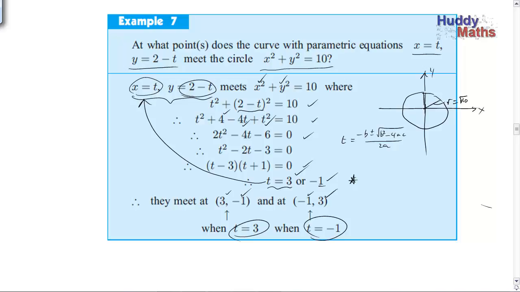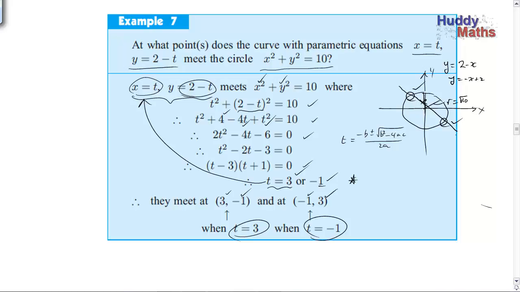And what about x equals t, y equals 2 take t? What is that? That's y equals 2 take x, or y equals negative x plus 2. So now root 10 is about 3, so 2 is there somewhere, and negative x runs through here. So we're talking about these 2 points, (3, -1) and (-1, 3). Oh, this is about right. It's a little bit cockeyed. So that's these 2 points here.